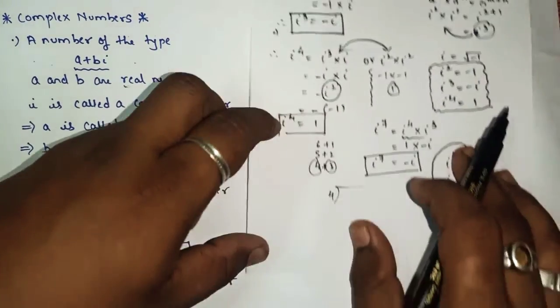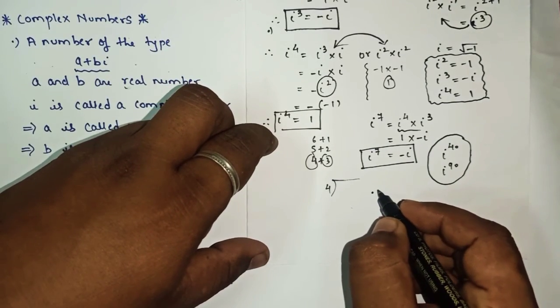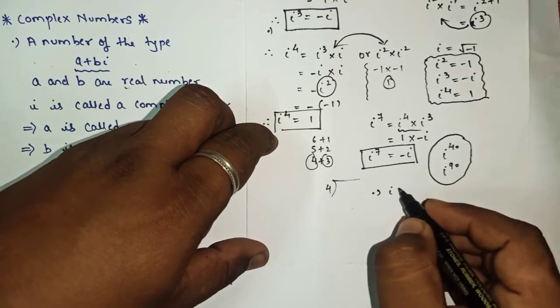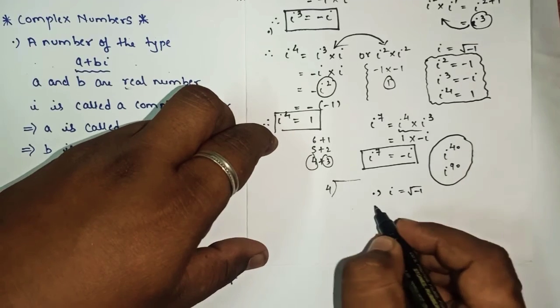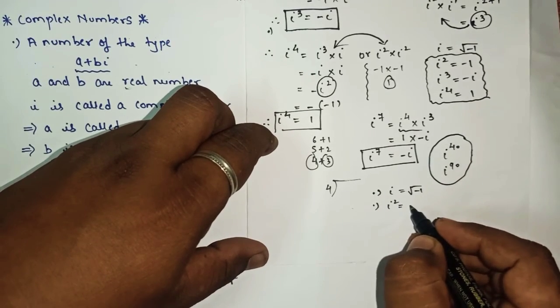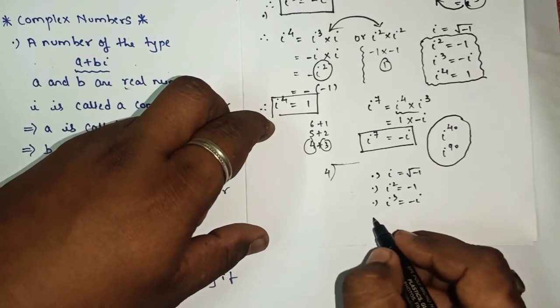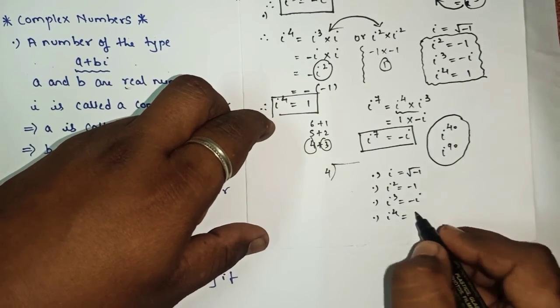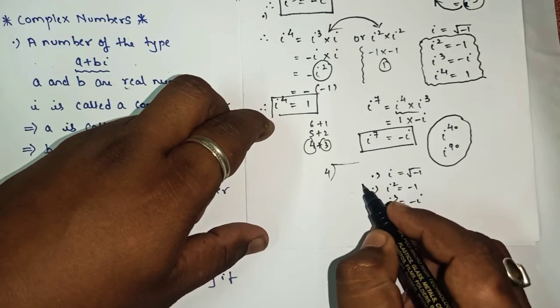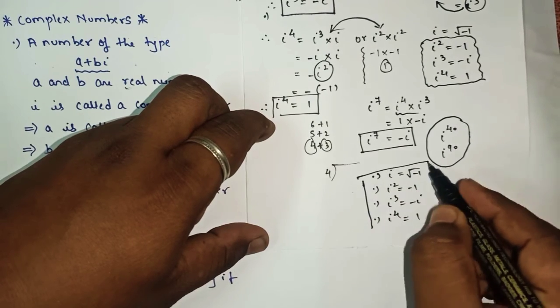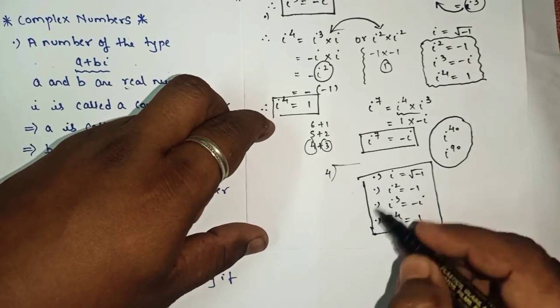So now here we come to the conclusion that we got the value of i as root minus 1, i square as minus 1, i cube as minus i, and i raised to 4 as 1. So at least remember these four things in your mind, at least for the first exercise.